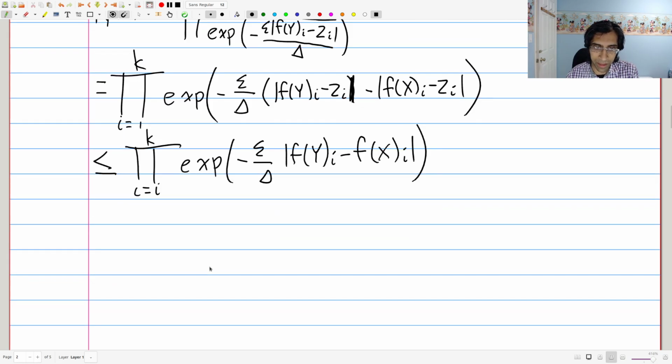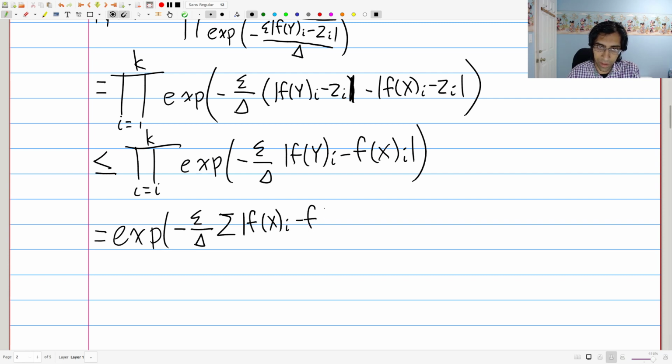Now, we're pretty much done at this point in the sense that all we have to do is some rearrangement of terms. Since it's a product of exponentials, we can always bring the product inside the exponent. So this becomes epsilon over delta times the summation of the absolute value of f(x)_i minus f(y)_i. And the nice thing is that this is looking at the absolute value of each coordinate and taking the sum over coordinates. Well, we know this is exactly equal to the L1 norm. That's the definition of the L1 norm, in fact.